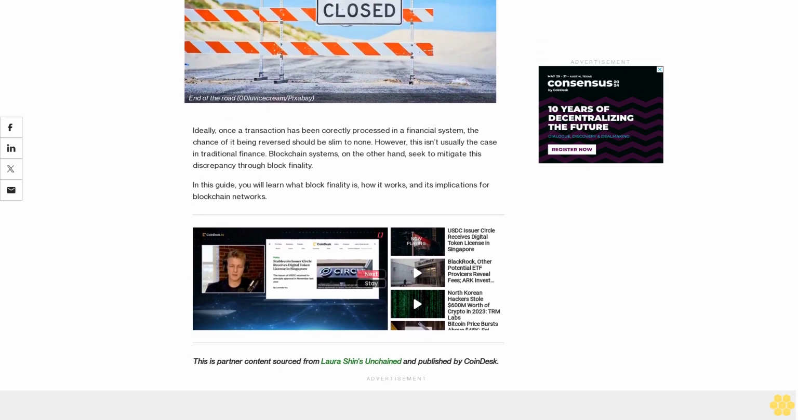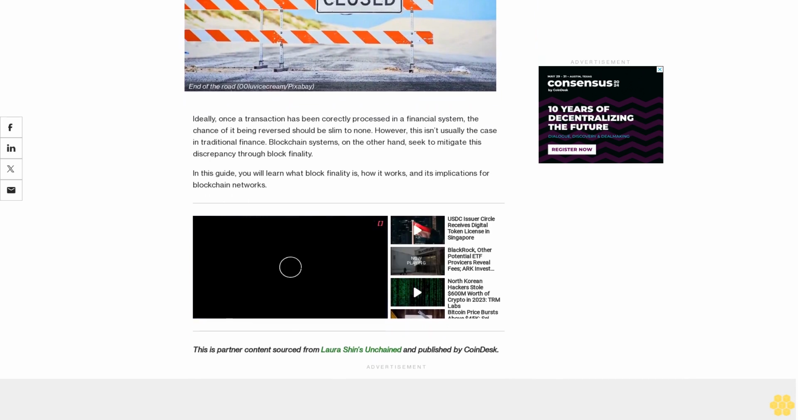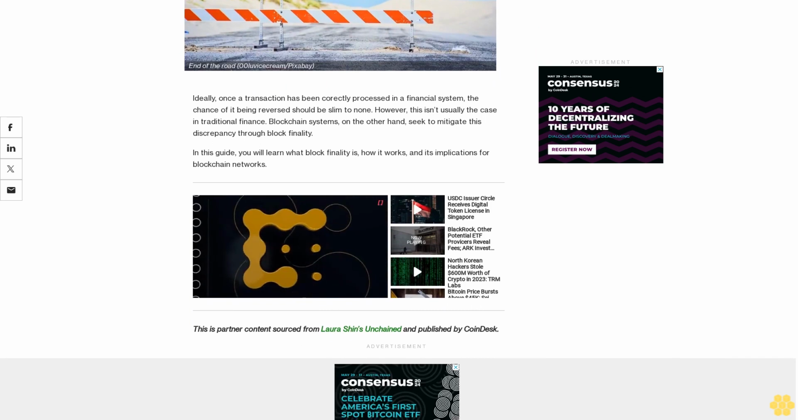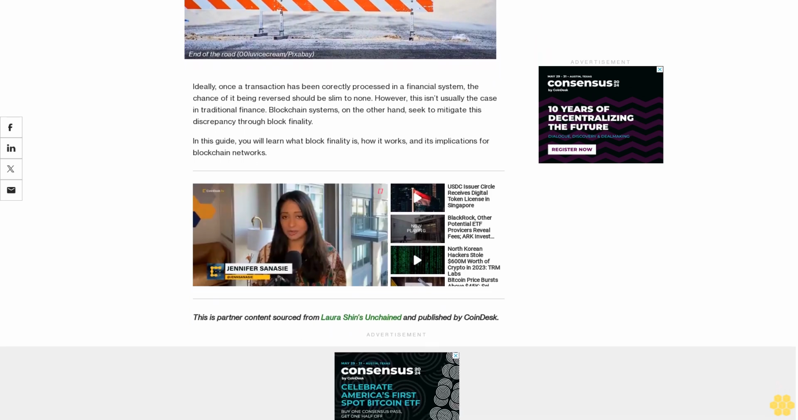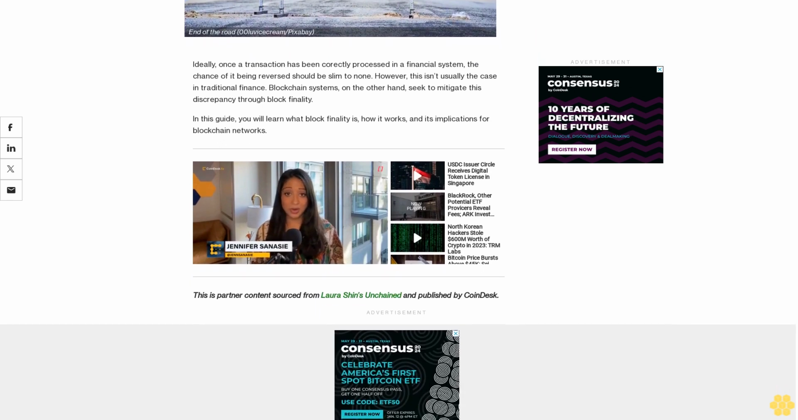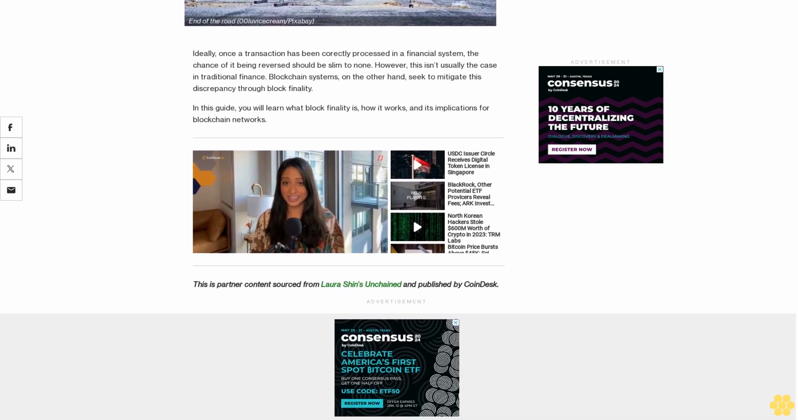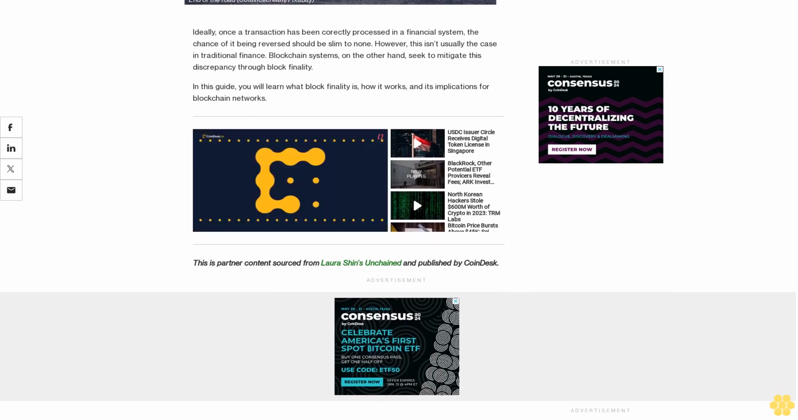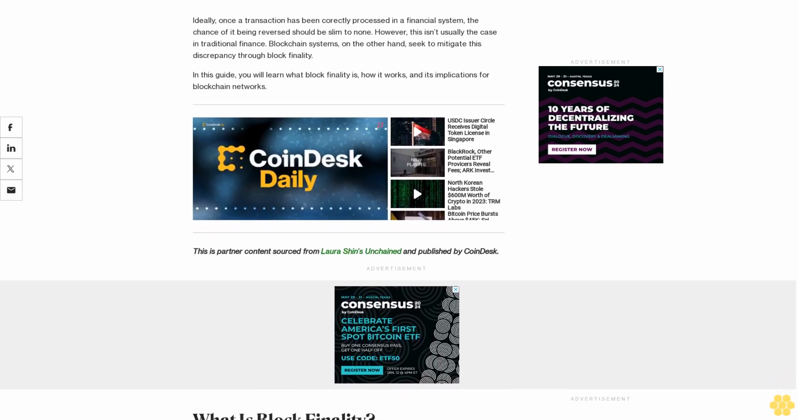What is block finality? Block finality refers to irreversibility once a transaction has been confirmed and added to a block in a blockchain network. At this point, a transaction is deemed final and can no longer be altered. This is the reason why transactions on the blockchain are permanent and why it is often referred to as immutable. Block finality is crucial in blockchain consensus protocols but isn't always immediate.